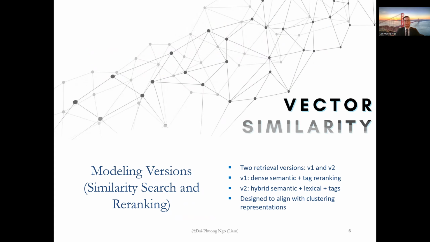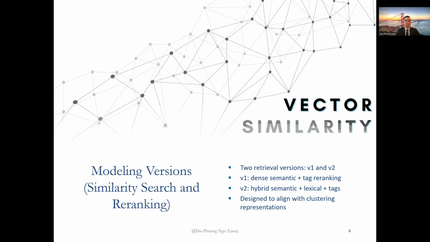Alongside clustering, I also developed 2 versions of our similarity search and reranking pipeline. These are closely tied to the same representation used for clustering, which keeps the system conceptually consistent. Version 1 is a dense first retrieval model. It relies on BERT embeddings for semantic similarity and uses tag overlap as a reranking signal. This works well for paraphrase queries, but can miss exact phrase matches.